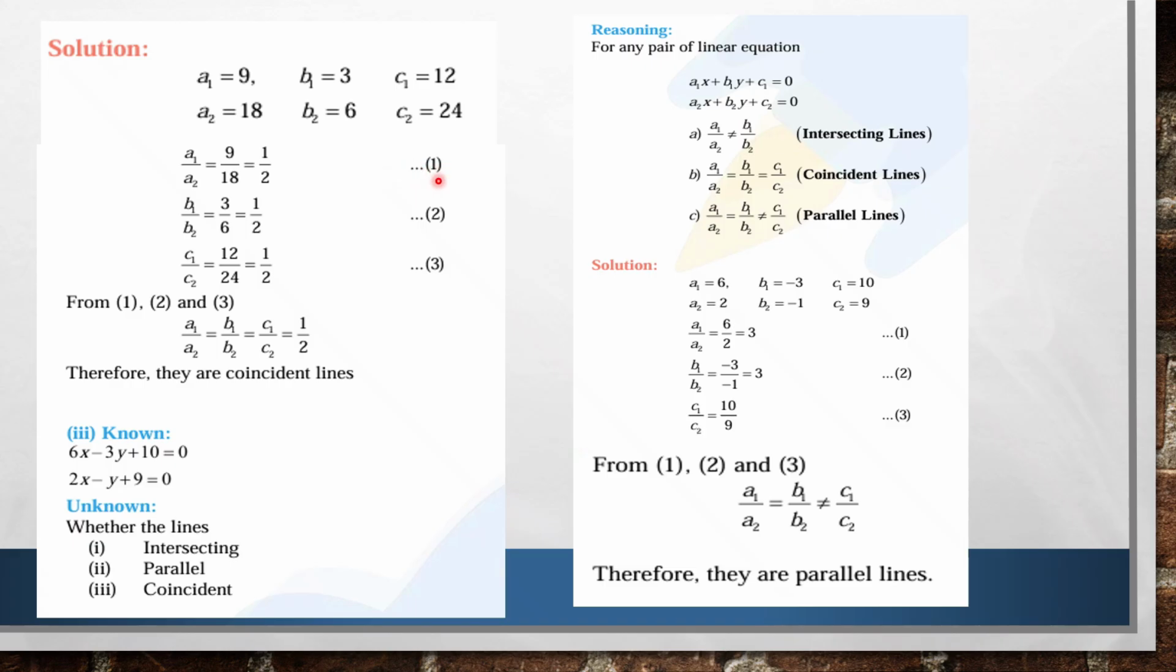By using equations 1, 2 and 3, I can see that a1 by a2 is equal to b1 by b2 is equal to c1 by c2 is equal to 1 by 2. So all the answers are equal. So I can tell it is a coinciding line.